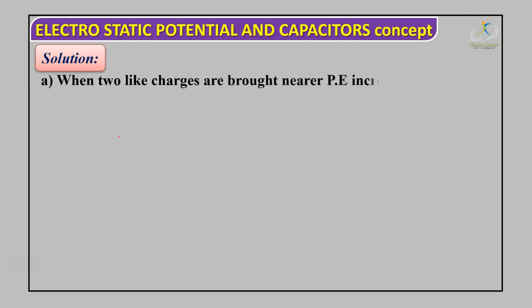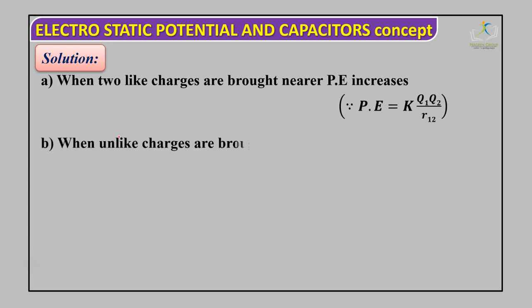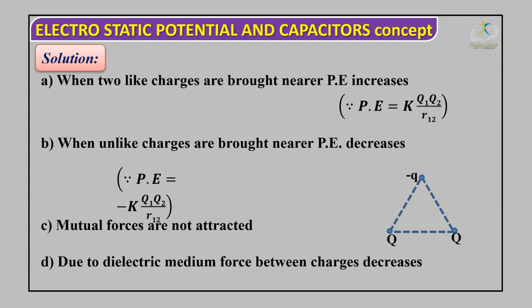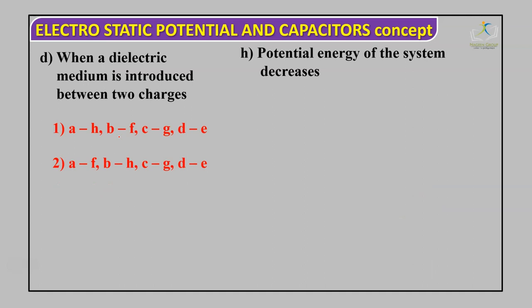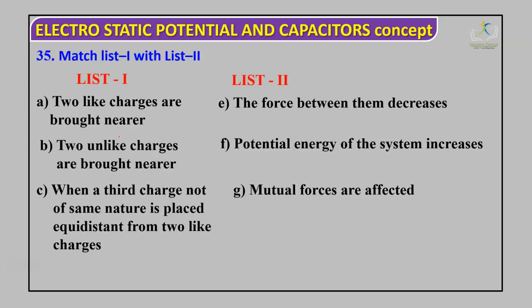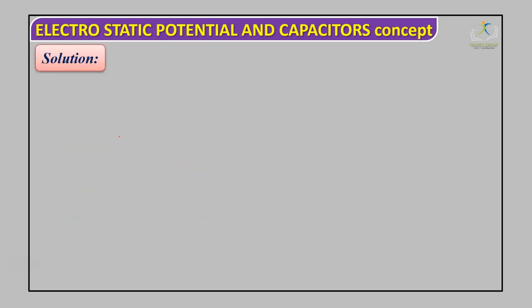When two like charges are brought nearer, potential energy increases. When unlike charges are brought near, the potential energy decreases. Mutual forces are repulsive or attractive. Due to the dielectric medium, force between the charges decreases. Hence, the correct option is the second. Let us see what the second option is. Second is A means F. A, F, that means when two like charges are brought nearer, the potential energy of the system increases. Likewise, you have to match it out.